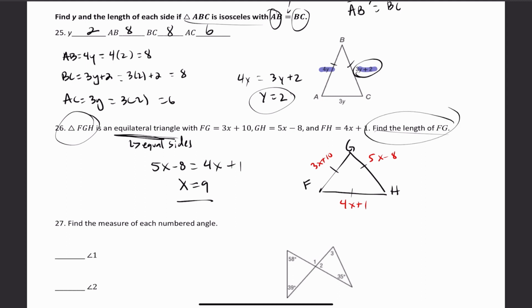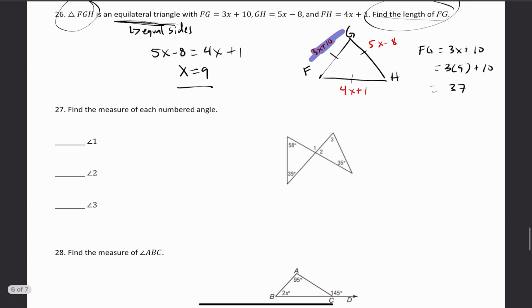Got to figure out what FG is. FG is this. So FG is equal to 3x plus 10. Evaluate. You get 37, okay? That's it. That was really easy.